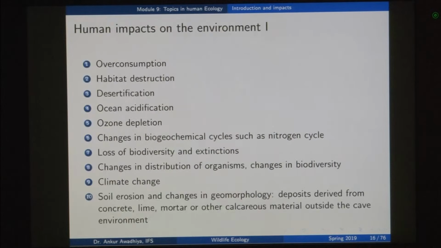So, what are the kinds of impacts that we are talking about? Well, the first impact is that of overconsumption. More number of people, so more amount of resources that are required, plus for every particular individual human being, the amount of consumption has increased through the ages.